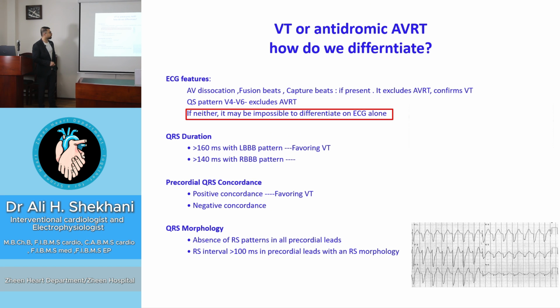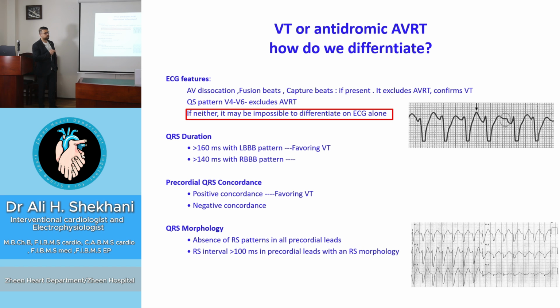First, the AV dissociation. AV dissociation is very, very specific for VT. In this one, you can see the P wave here transiently appears during the VT runs. This is AV dissociation, and this is very specific. Whenever you have AV dissociation, 100% it is VT.